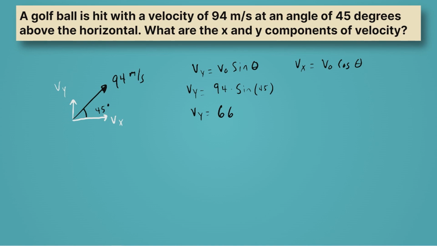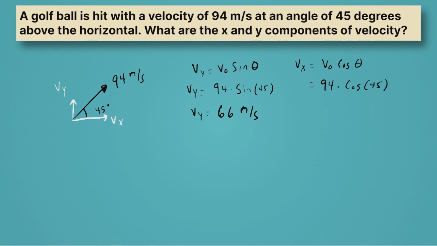All right. Now, what's the units here for our velocity in the y direction? It's meters per second. Okay. Let's actually change that to the same color. What do you think? Meters per second. Now let's solve for the velocity in the x direction. Again, it's going to be 94 times cosine now of 45.